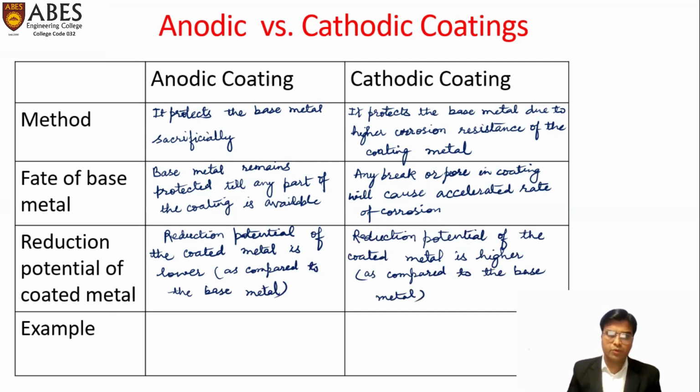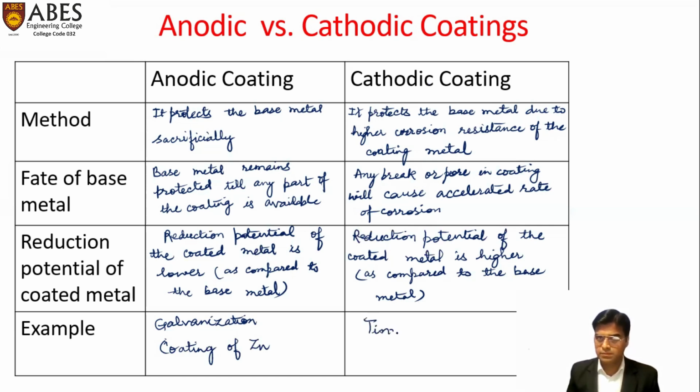As an example, for anodic coating, we can quote the example as galvanization. Galvanization, that is the coating of zinc on steel. In case of cathodic coating, we can quote the example as tinning, that is the coating of tin on the steel.